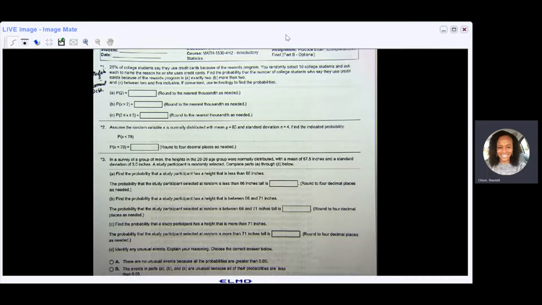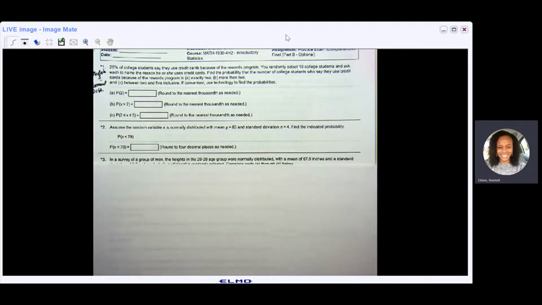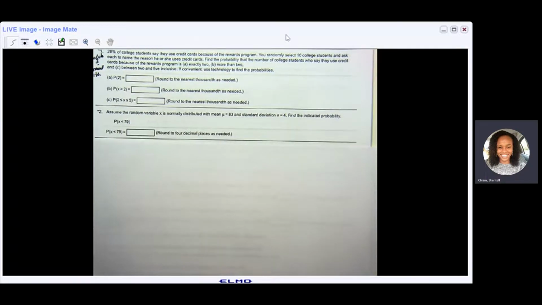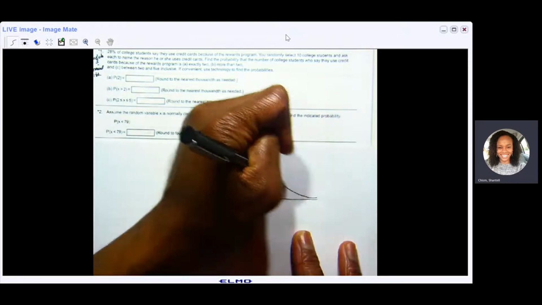So for number 2, it says assume the random variable x is normally distributed with a mean of 83 and a standard deviation of 4. Find the indicated probability. So the first thing is that we're told it's normal. So I'm going to draw my curve.